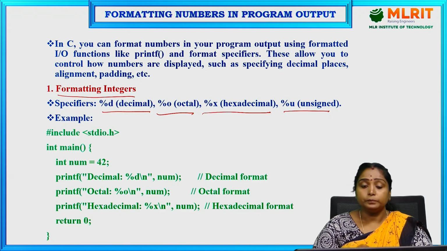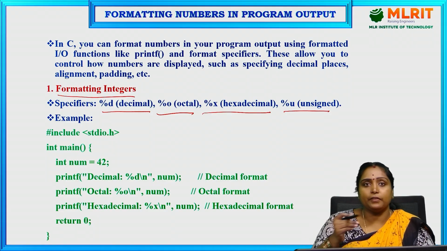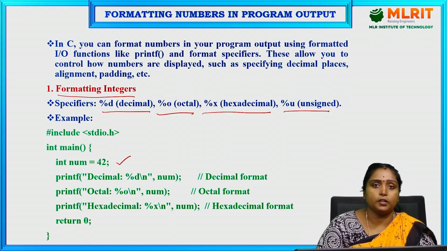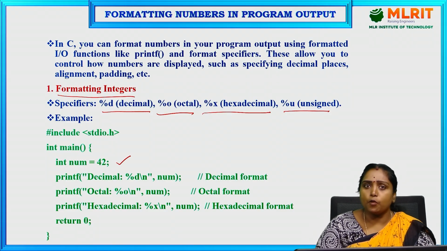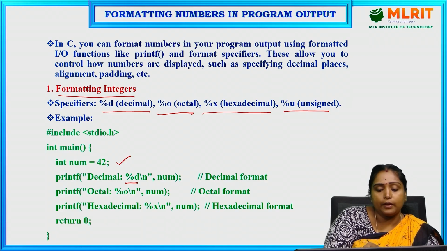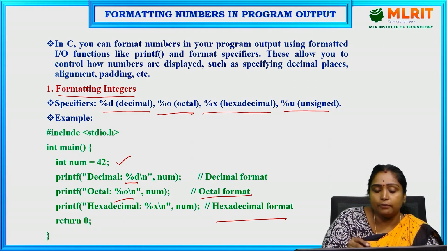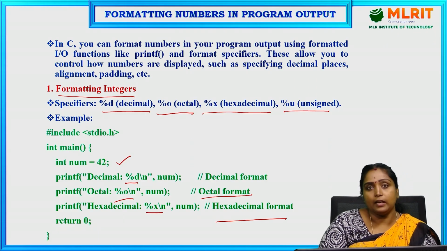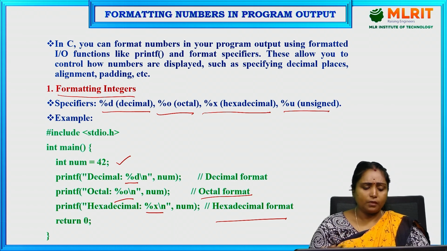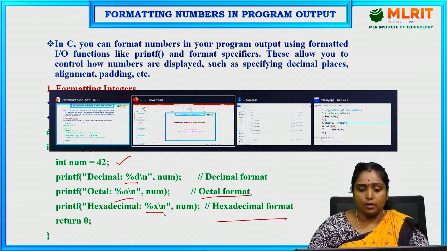Let us see this example. If my number is 42, which is an integer data type, and I want it in decimal format, I have to use %d. If I want it in octal format, I have to use %o, and if I want it in hexadecimal, we have to use %x here. Instead of %d, we are giving the same number. So let us see a small example of this.